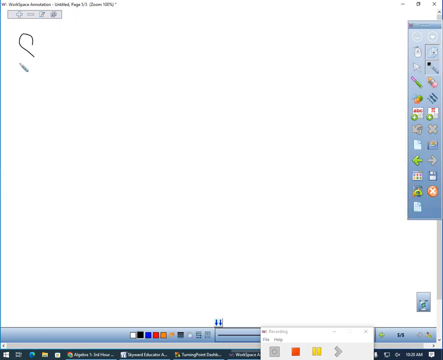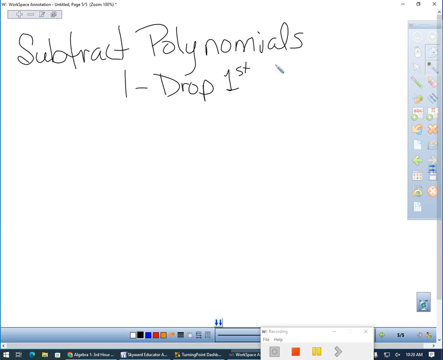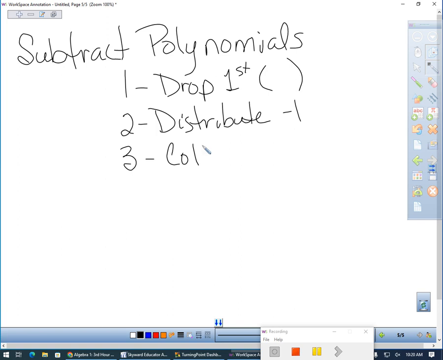All right, let's talk about subtracting polynomials. All right, so here's the steps when we subtract polynomials. Step 1, drop first parenthesis. Step 2, distribute a -1 through the second parenthesis. And then step 3, collect like terms.